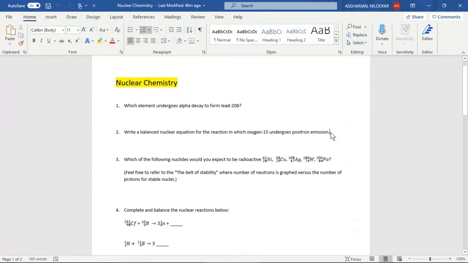Oh, okay. So it is asking which of the following nuclides would you expect to be radioactive? Nickel 62, copper 58, silver 108, tungsten 184, and polonium 206. I believe only the polonium, 84. Yes, you are good. You nailed it. Thank you.